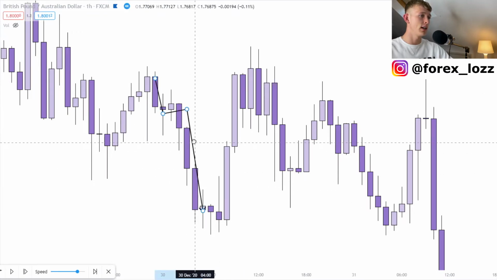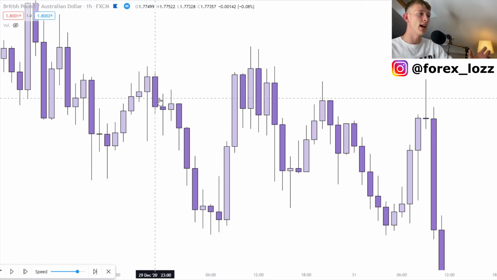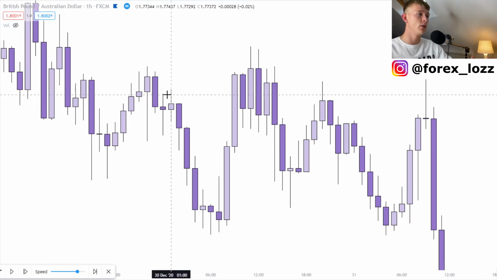And if I bring this out for you guys, you can clearly see what I'm talking about. The concepts I literally just showed you. So this is one of the ways that we can actually identify a supply level. And what we can do is draw it across.